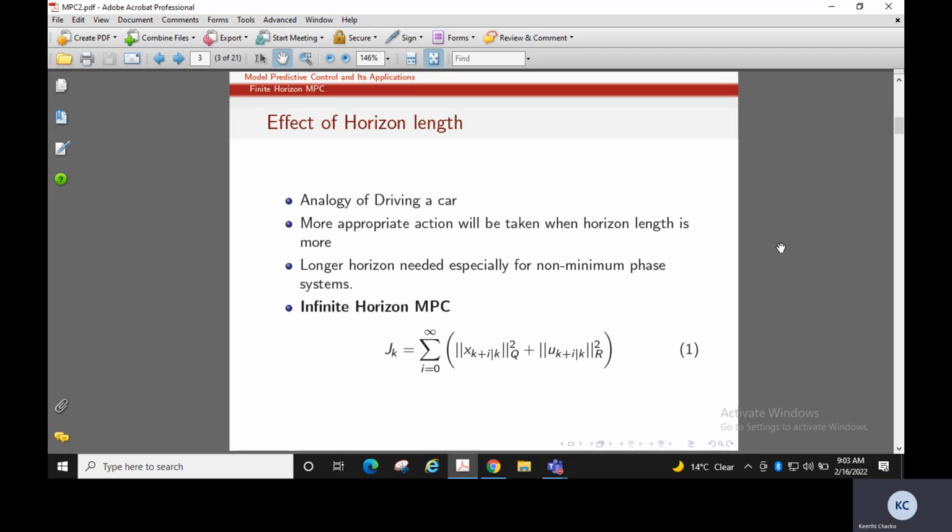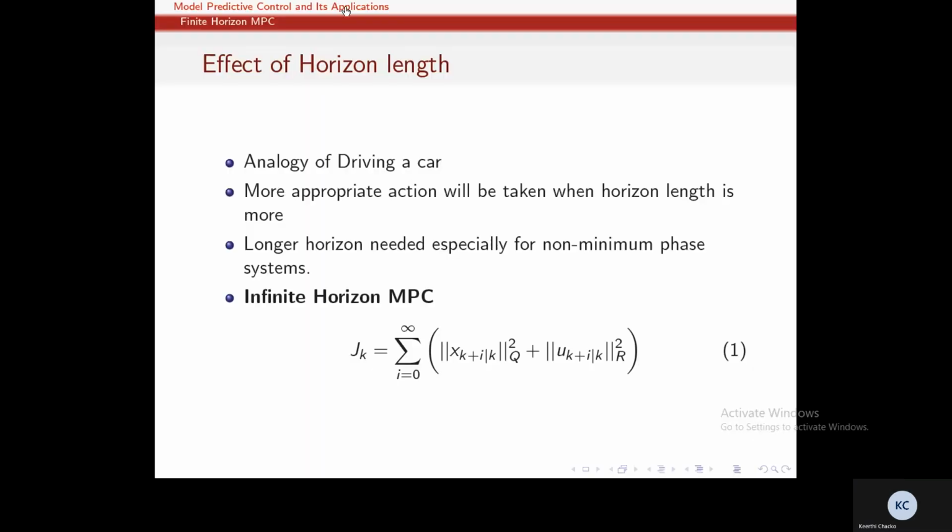A longer horizon is needed especially for non-minimum phase systems. The speciality of a non-minimum phase system is that it has zeros in the right half of the s-plane, and it is difficult to control such a system. They also show a phenomenon where the initial response is in the opposite direction to the actual response. So if the horizon is very small, the controller will misunderstand the direction. We can handle the system better, especially a non-minimum phase system, if we have a longer horizon.